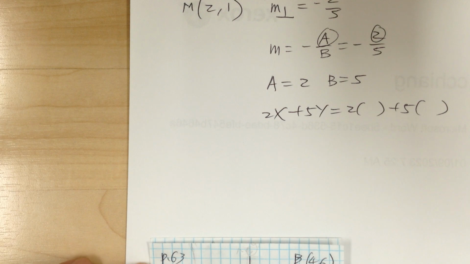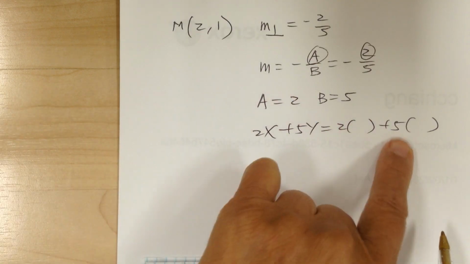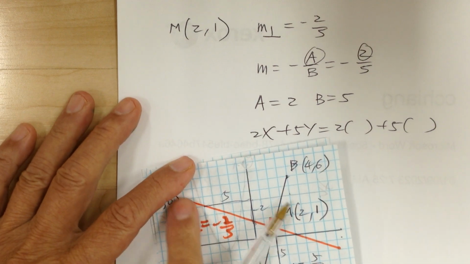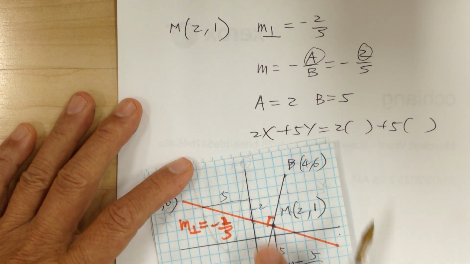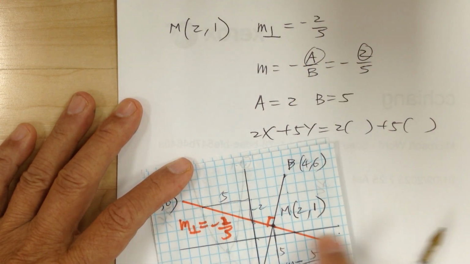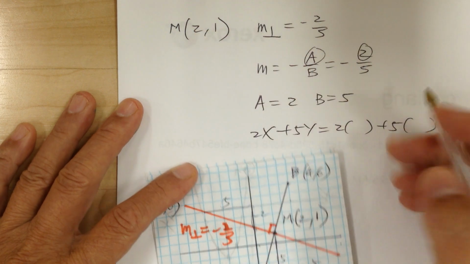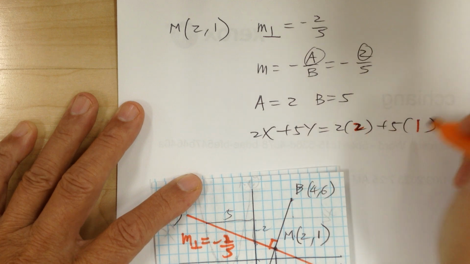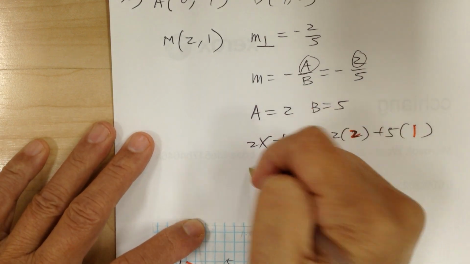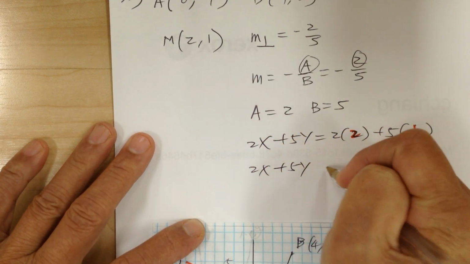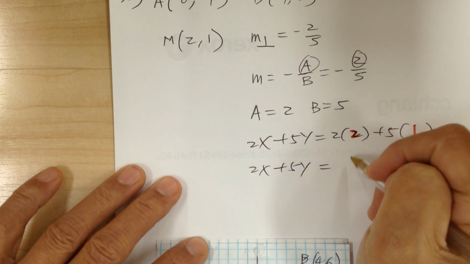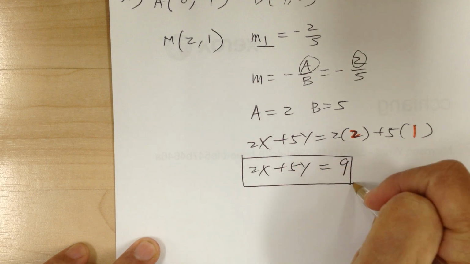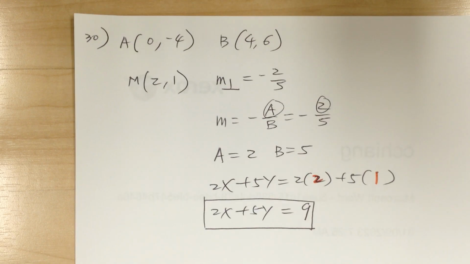Now to figure out what goes in here, do not use any of the points A or B, because you can see that this line does not go through those points. This line goes through the midpoint, so you have to use the midpoint. So put (2, 1) in here, and you're going to get 2x plus 5y equals 4 plus 5, which gives you 9. And that's it.